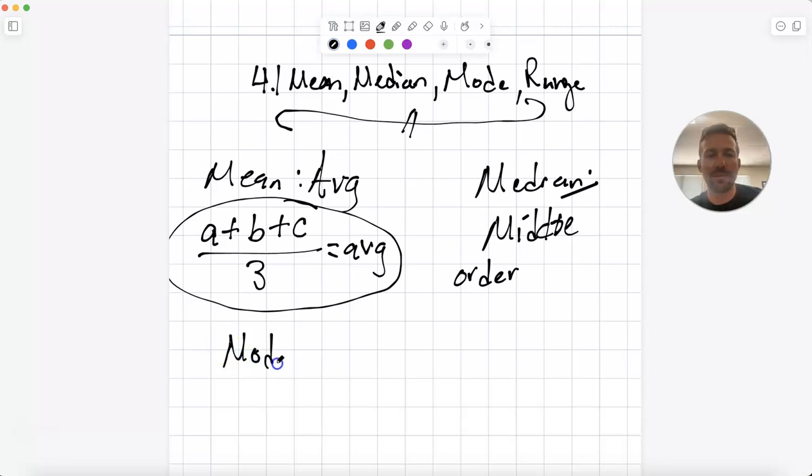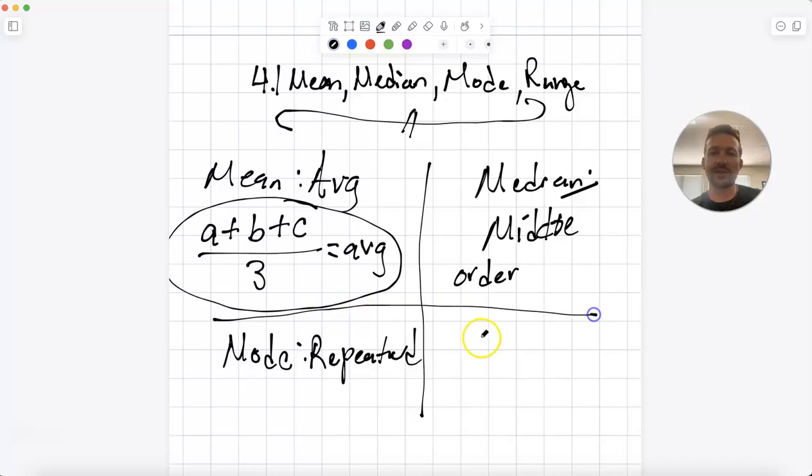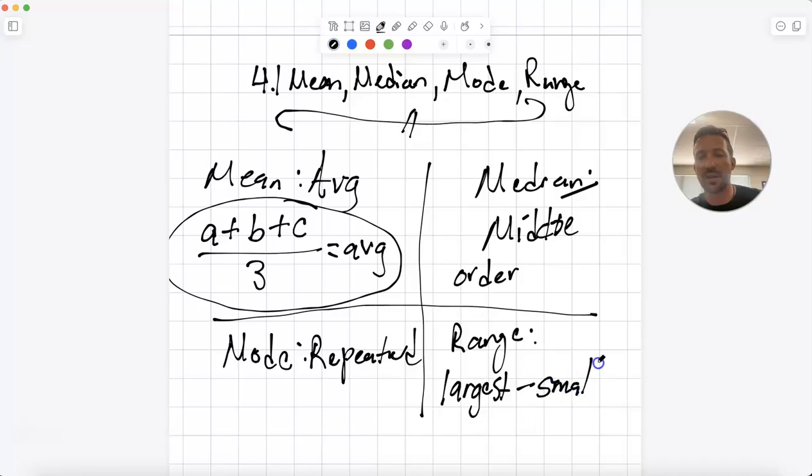Okay, mode. I don't really ever see any students telling me they forgot what mode was, but mode is just the one that's repeated the most out of the numbers that are given to you. And then the last one is range, which is very, very simple. No one should miss it if it asks for range. It's just the largest number in the data set minus the smallest number in the data set. That's all you got to do. Those are your 4 things right there.